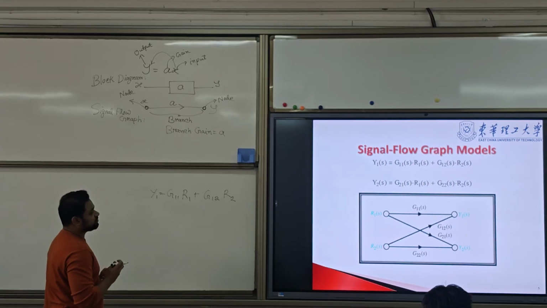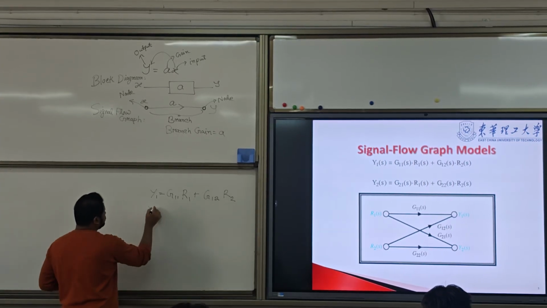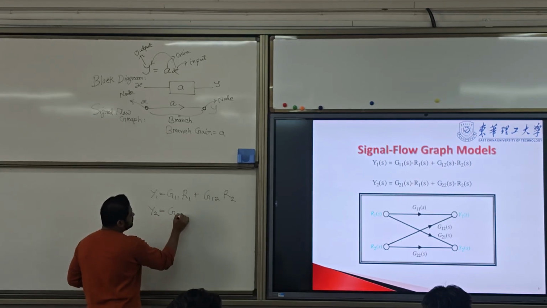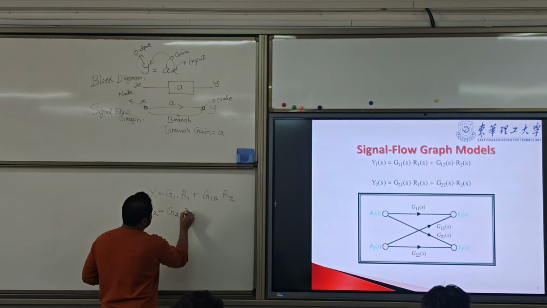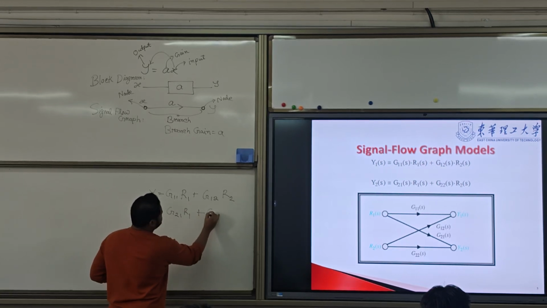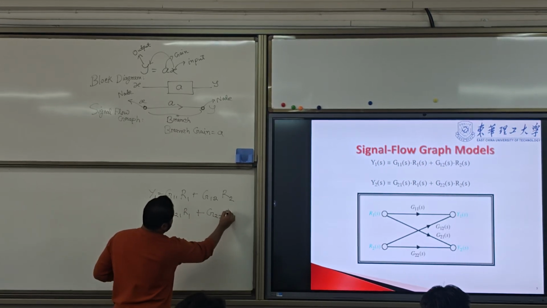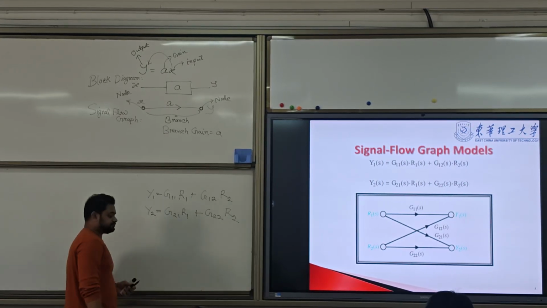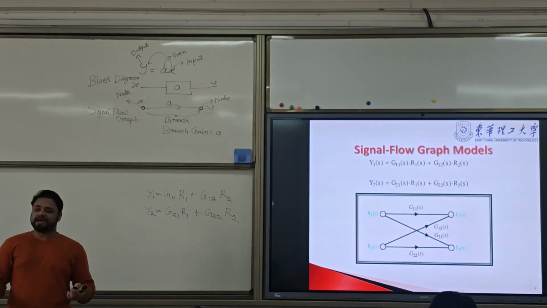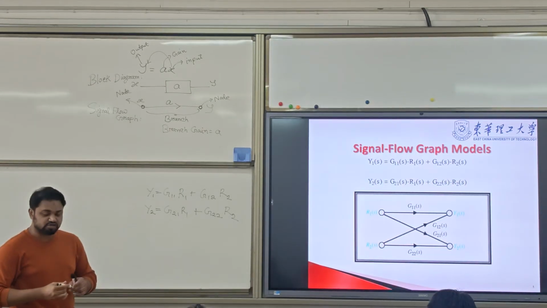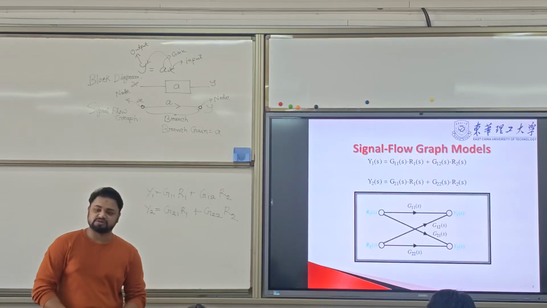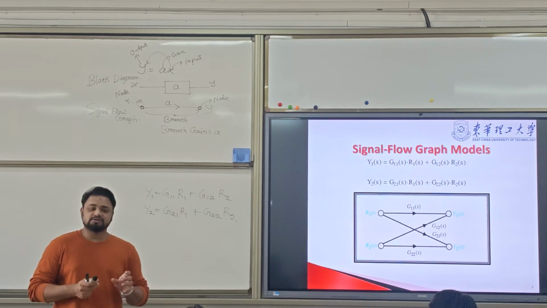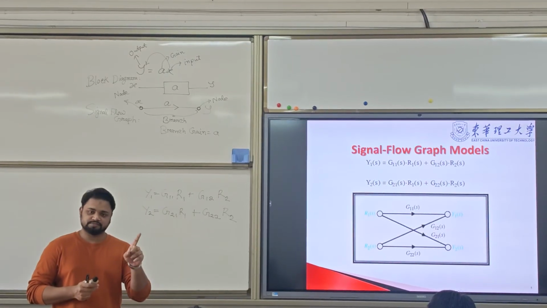G11 R1, G12 R2, and Y2, we have two equations: G21 R1 plus G22 R2. Okay. Now, whether you have a characteristic equation, a differential equation, an integral equation, or any mathematical equation, first of all, you need to define the input and output.